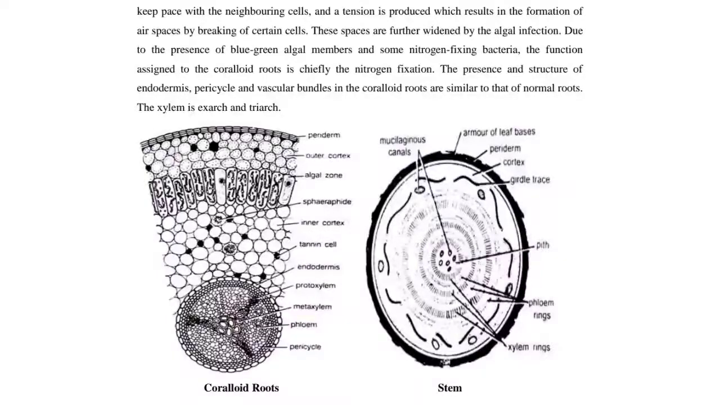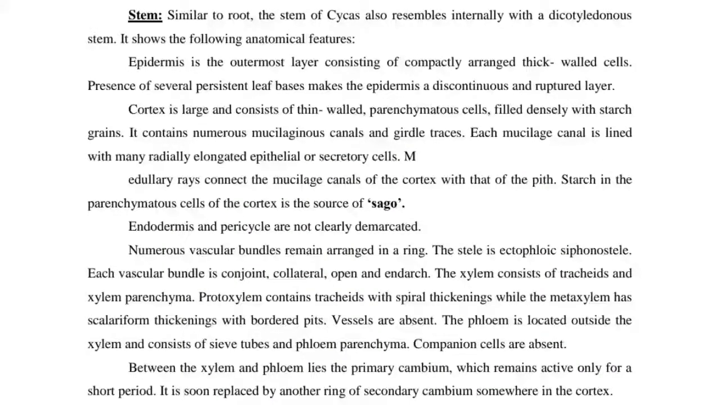Stem. Similar to the root, the stem of Cycas also resembles internally a dicotyledonous stem. It shows the following anatomical features. Epidermis is the outermost layer consisting of compactly arranged thick-walled cells. Presence of several persistent leaf bases makes the epidermis a discontinuous and ruptured layer.